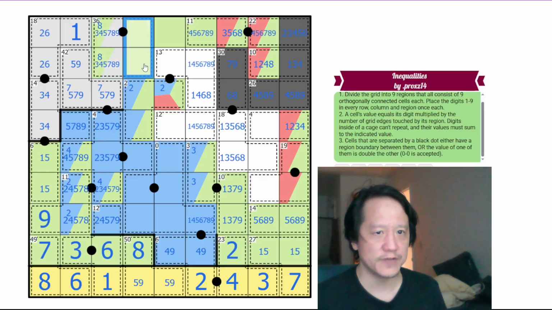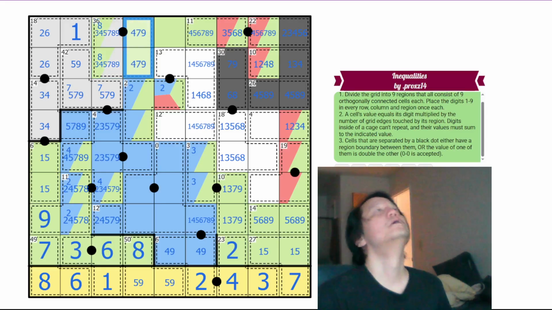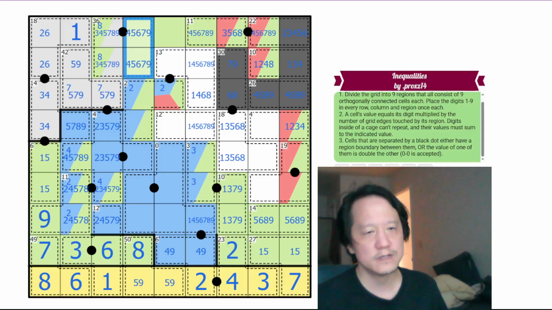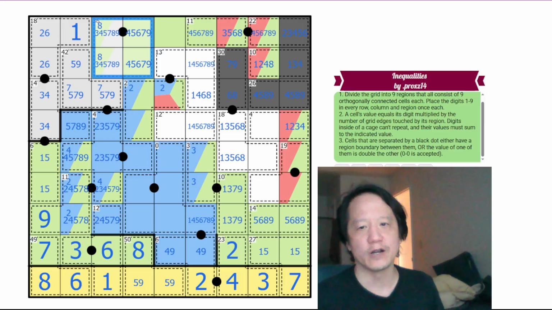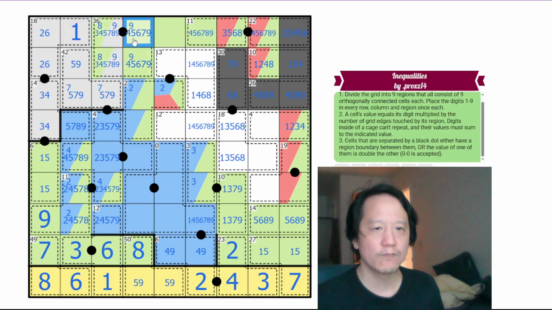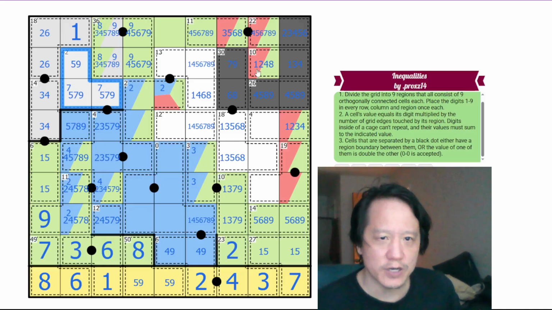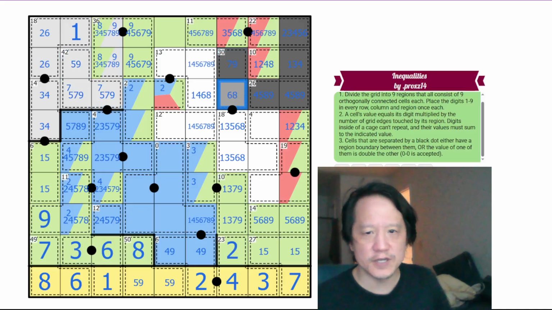It's either 4, 7, 9, or 5, 6, 9. We can't have 5, 7, 8. So we have to have a 9 somewhere in this cage. Interesting. Okay, so how does this interact? So if we have 8 here, that's 7. This becomes 4, 9 as a pair, which means 9 can't be here, so 9 has to be there.